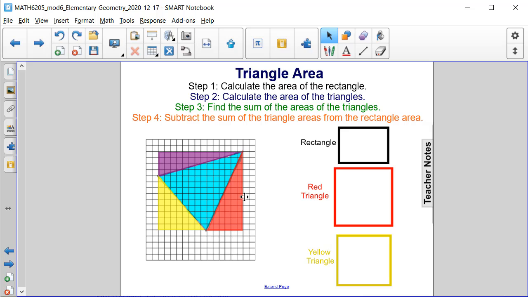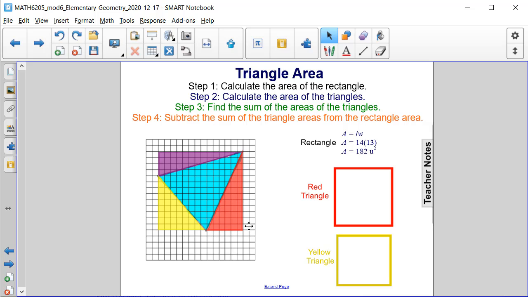2, 3, 4, 5, 6, 7, 8, 9, 10, 11, 12, 13. So if we multiply 14 and 13 together, we get an area of 182 square units.